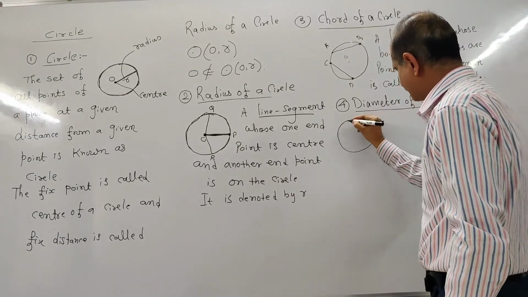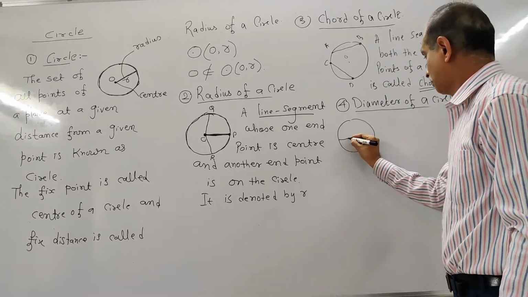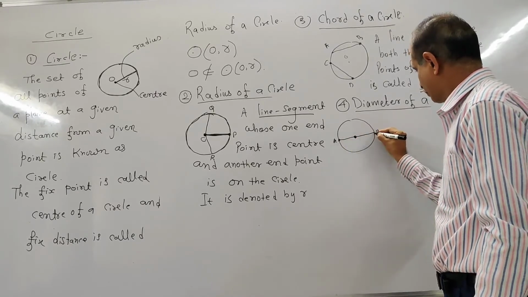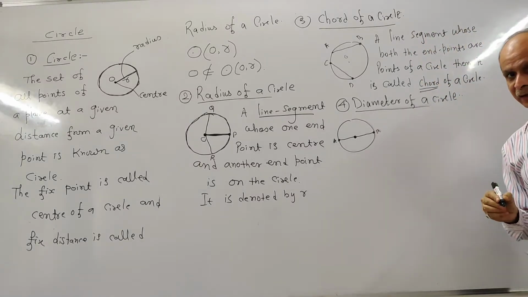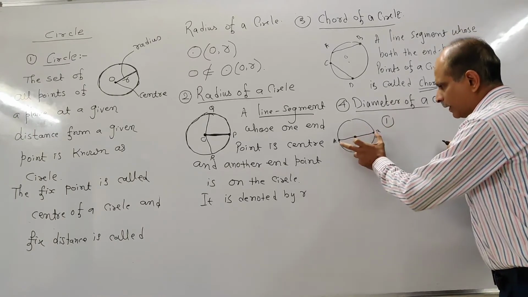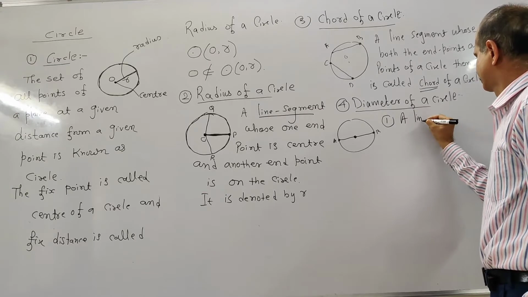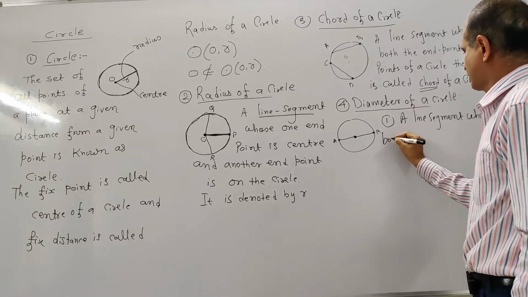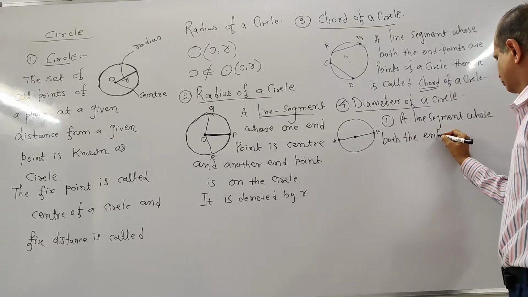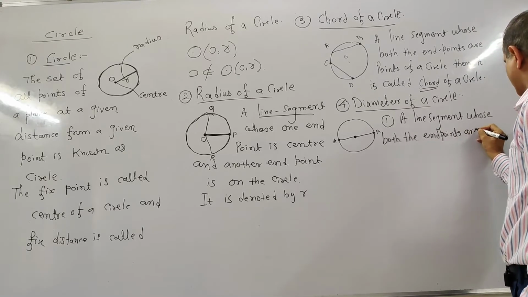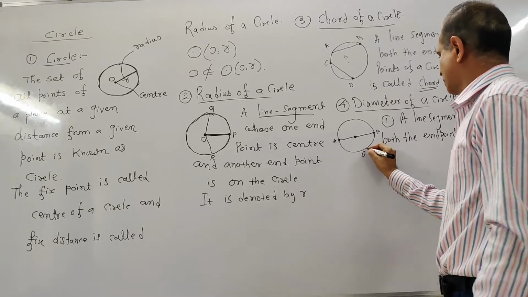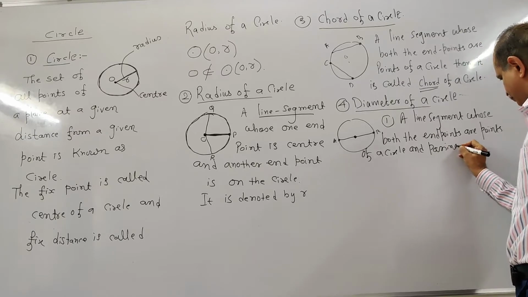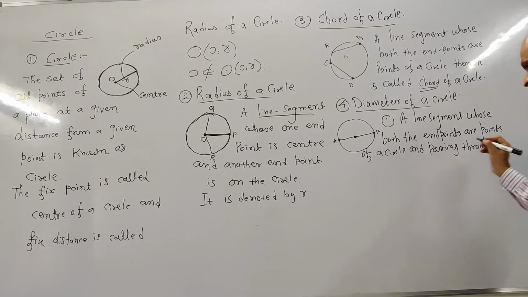Well, let me draw one circle. O is the center. Let me draw this. So A and B. So here you can define diameter in three different ways. The first definition of diameter, you know, is a line segment whose both the endpoints are points of a circle and passing through the center of a circle.